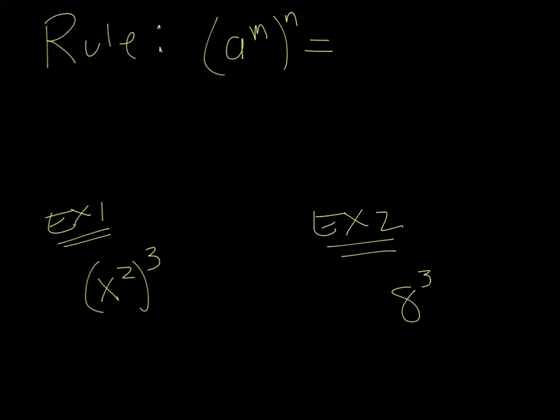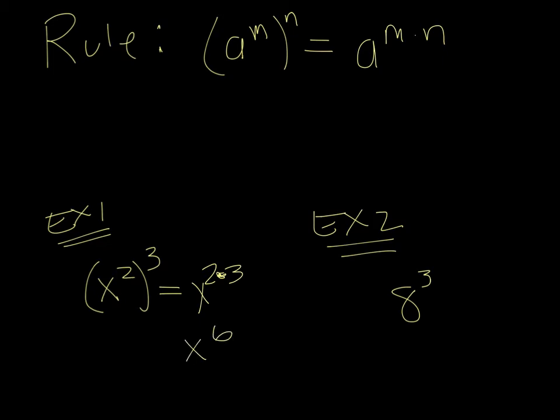Alright, so the rule for the power of powers rule is that anything a to the m raised to the n, we've got a power on top of a power. What we do is we have a to the m times n. So let's look at an example. If we have x squared to the third power, we really have x to the 2 times 3 power, and so we have x to the 6th power.